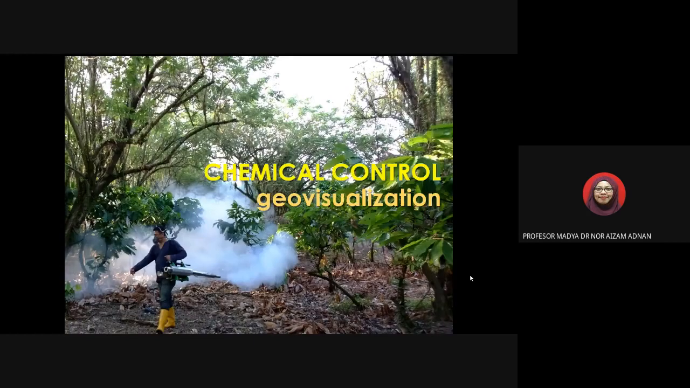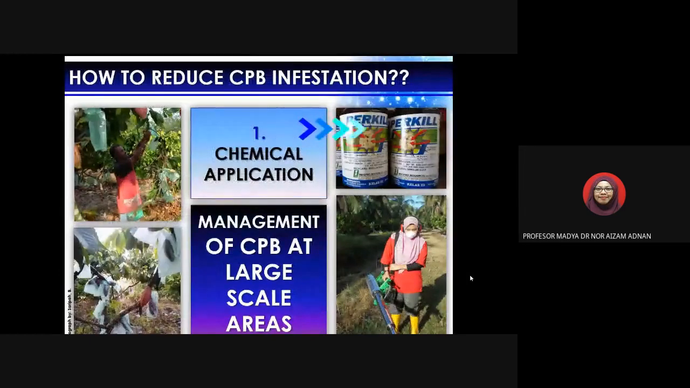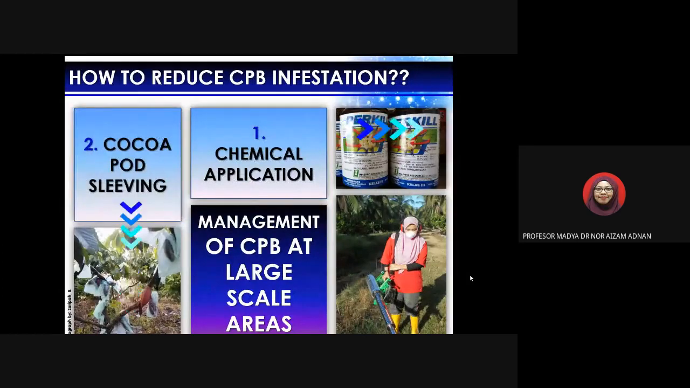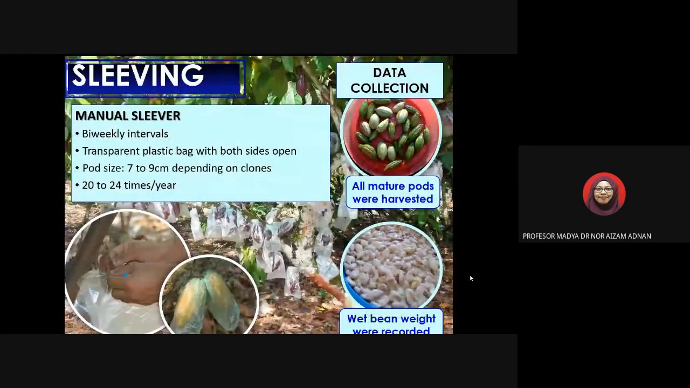Next is the chemical control geovisualization methods and analysis. Management of CPB at large-scale areas was done using, firstly, chemical insecticide spraying and secondly, pod sleeving approaches. For the sleeving, bi-weekly interval data were collected, sleeving using a transparent plastic bag with both sides open, and the pod size approximately 7 to 9 cm depending on the clone. The data were collected about 20 to 24 times per year.